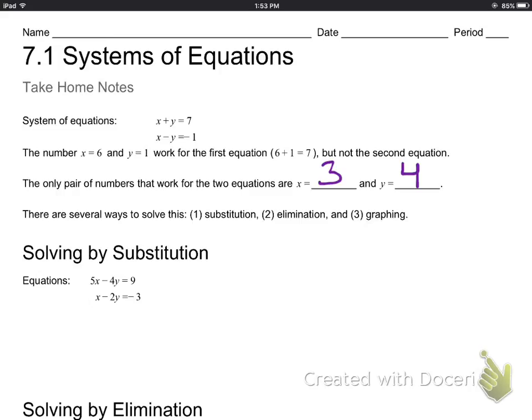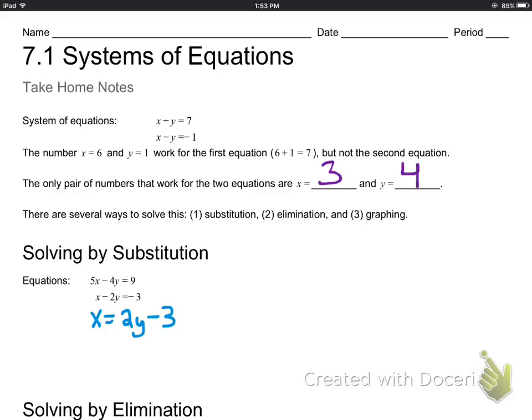And there are three main ways we're going to show you how to solve this. I want you to learn all three ways so you can use whichever one is easiest at the current moment. Okay. So the first one we're going to look at is substitution. Substituting is when you find what one variable is equal to, and you replace it in the other equation.